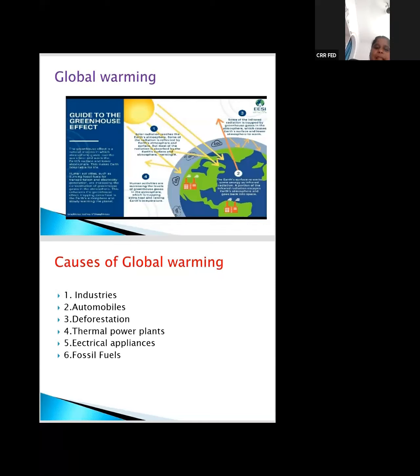So next, electrical appliances like refrigerators, air conditioners, all these release chlorofluorocarbons into the atmosphere. So these are greenhouse gases. From fossil fuels also, sulfur dioxide, nitrogen dioxide, carbon monoxide, carbon dioxide are releasing. These fossil fuels, we are utilizing in our automobiles and also other transportation vehicles. Okay, so these are the causes of global warming.